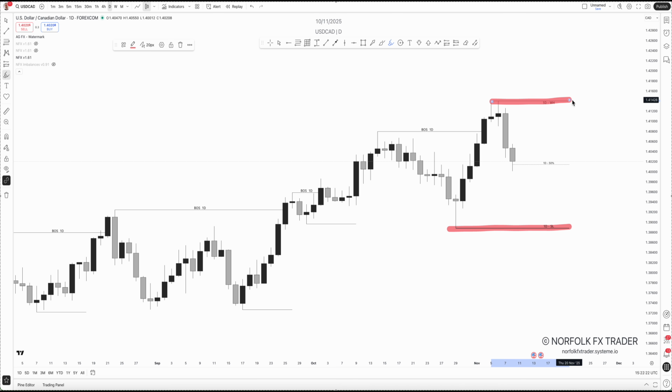There's two ways you'll look at this. One, you can look for price to come back towards your strong low, sweep through the low, taking liquidity, closing back up with just a wick through.